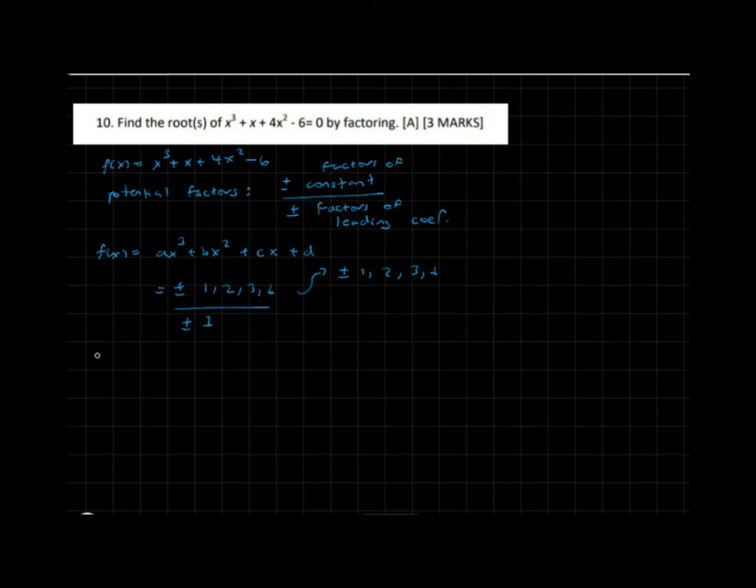Now, I'm going to test one of these values out. I'm going to start with f of 1, and you get 1 cubed plus 1 plus 4 times 1 squared minus 6. And we actually got lucky here, and we actually figured out that f of 1 is 0, so x minus 1 is a factor, right? So now, if we want to find the rest of the factors, we can divide this. I'm going to use synthetic division to do this.